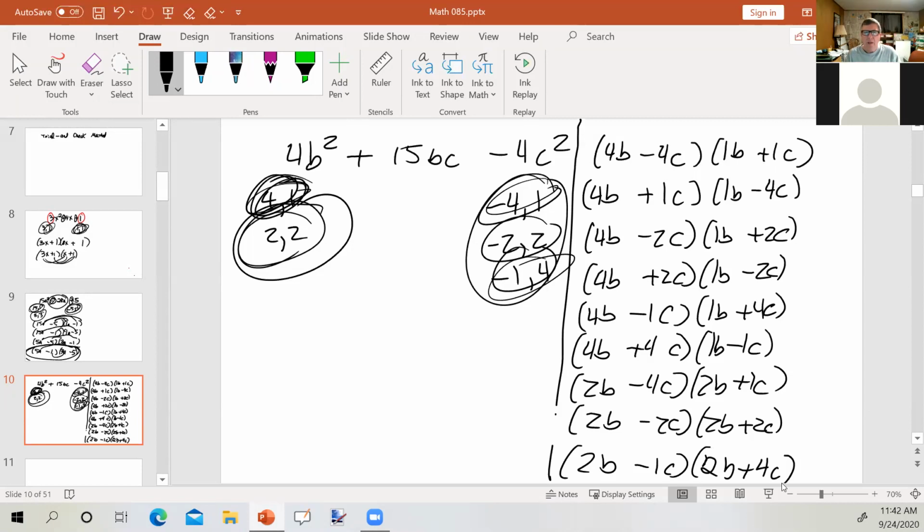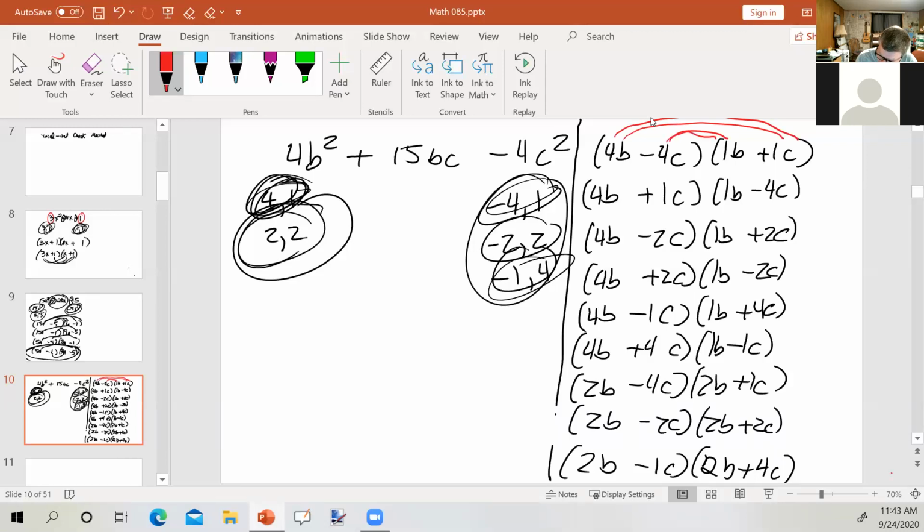All right. Everyone is going to have a 4b squared up front and a minus 4c at the end. But I'm looking for a plus 15bc, and that's going to come from the middle. So, or rather from the outer and the inner. So this would be what?